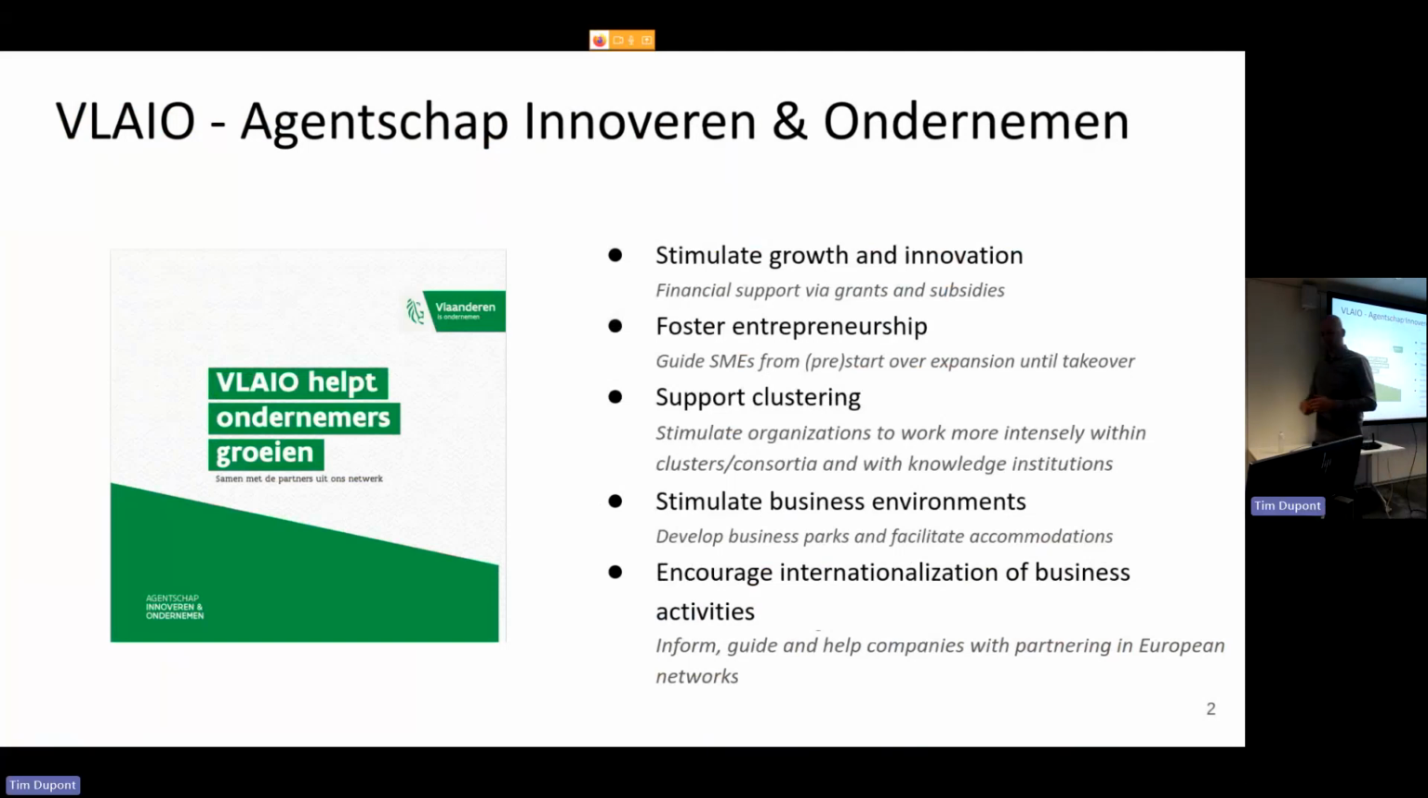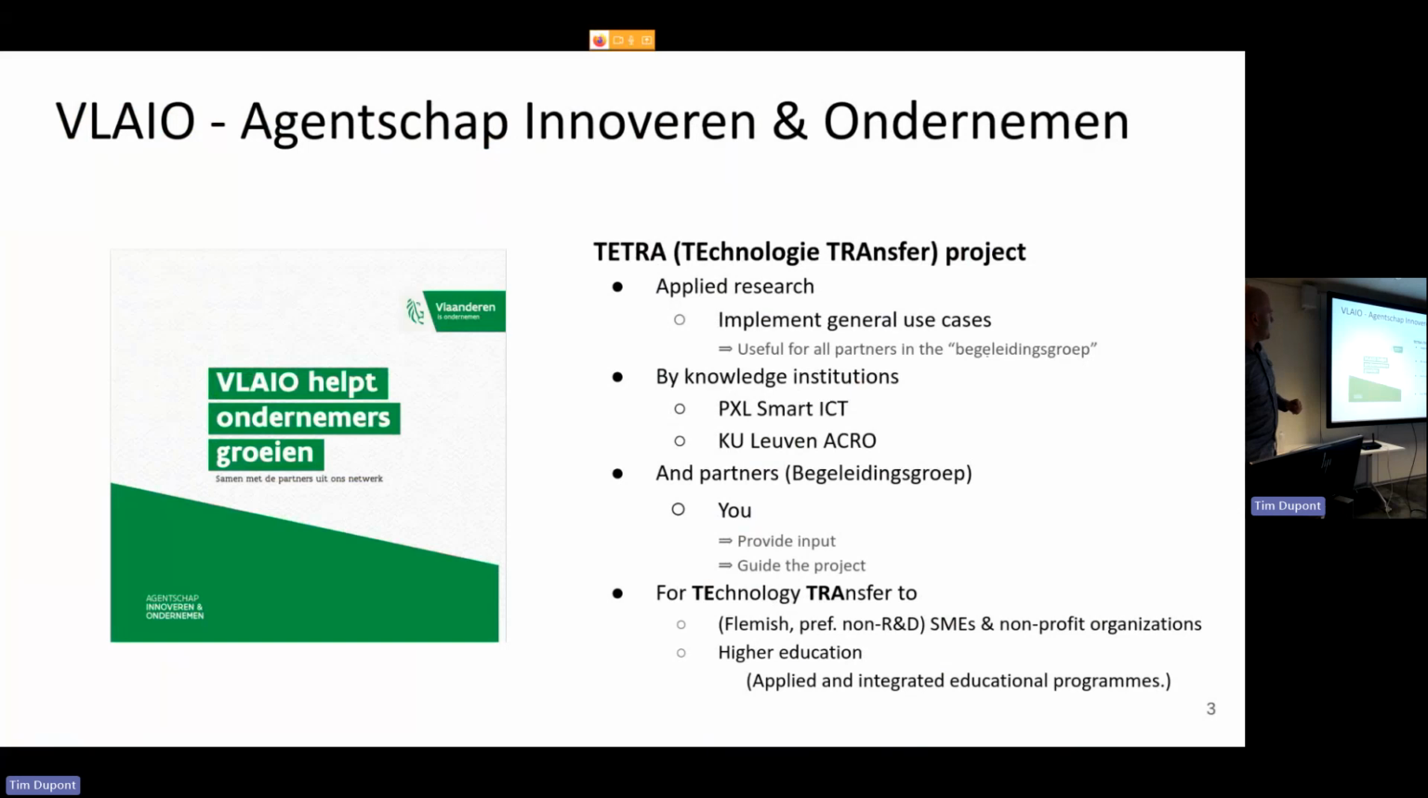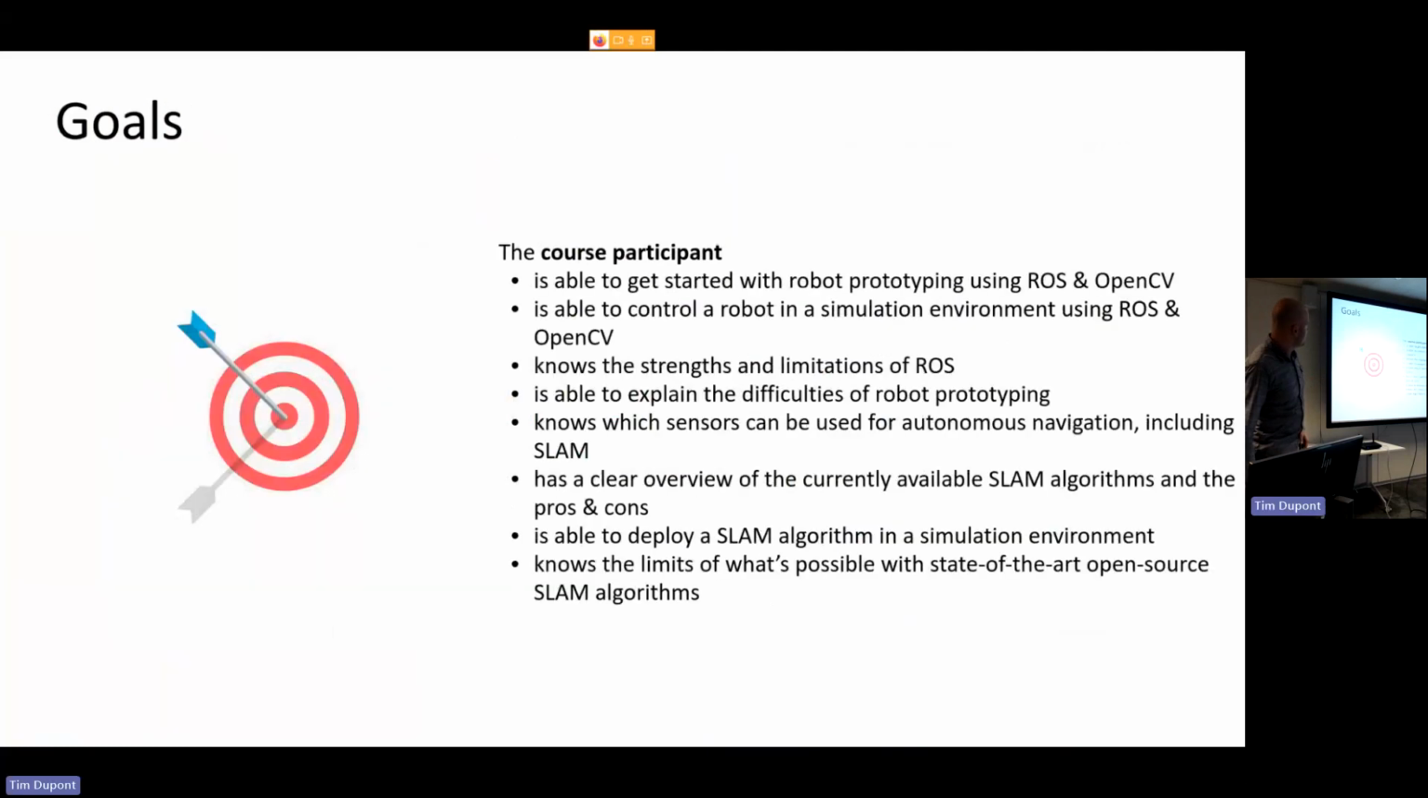And like I said, this is the first of 2 workshops. We'll explain more about the second workshop later on today. So it's a technology transfer project. So it's applied research, and we're basically implementing some general use cases. And we're using those general use cases to develop a body of knowledge that we will then transfer to the companies in the user group in the first place, and the wider Flemish region in the second place. Yeah, that's a bit what I wanted to say about that.